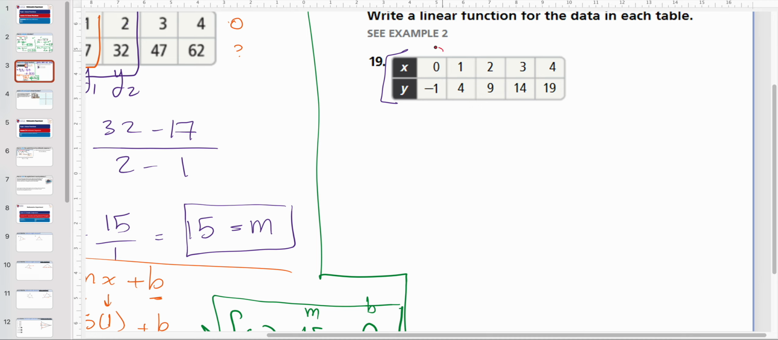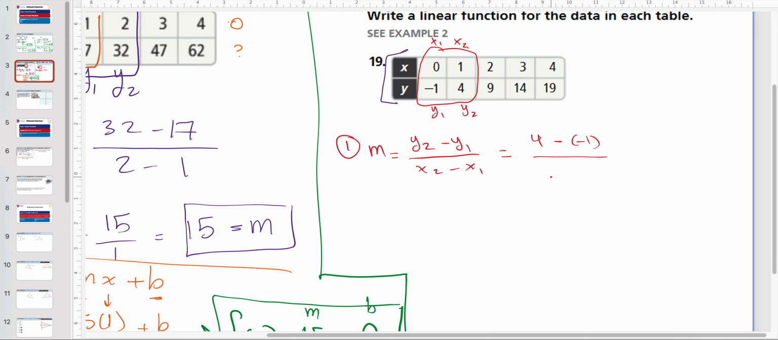Again, we select 2 points. I'm going to select the first 2 points. This is x1, x2, y1, y2. Okay? First, find the slope, m equals y2 minus y1 over x2 minus x1, which is basically 4 minus negative 1, pay attention to the signs, over 1 minus 0. 4 minus negative 1, this is addition basically, which is going to be 5 over 1 minus 0 is 1. The slope equals 5.